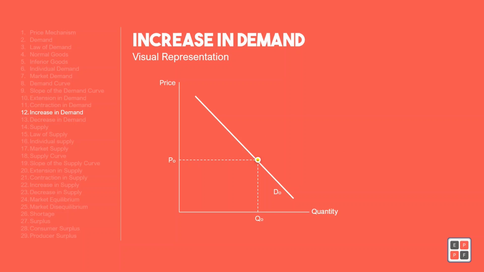The increase in demand is represented by a forward shift of the demand curve, or shifting the demand curve towards the right. The demand curve is going to shift from D0 to D1, the price will remain the same, and the quantity is going to increase from Q0 to Q1.